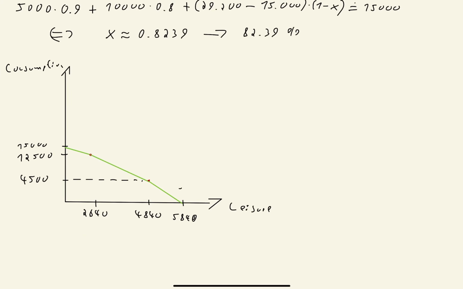The more you get into this direction, the flatter this budget constraint becomes, because the opportunity costs of leisure are decreasing more and more the more taxes you're paying. This is the reason why it becomes flatter.